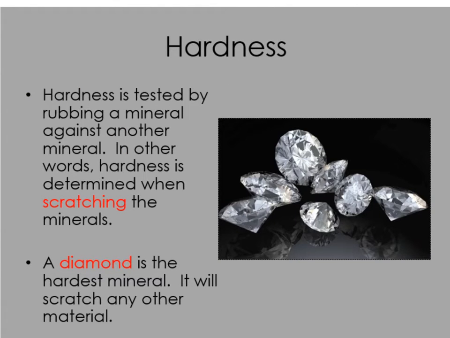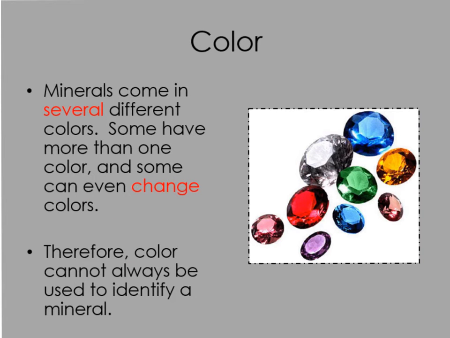Hardness is tested by rubbing a mineral against another mineral. In other words, hardness is determined when scratching the minerals. A diamond is the hardest mineral. It will scratch any other material. Minerals come in several different colors. Some have more than one color, and some can even change colors. Therefore, color cannot always be used to identify a mineral.